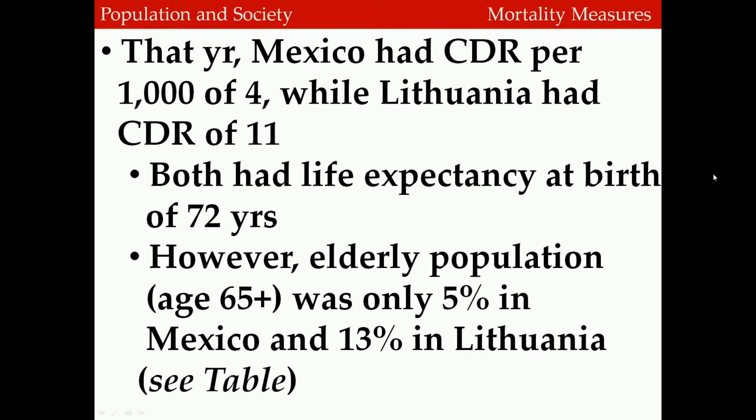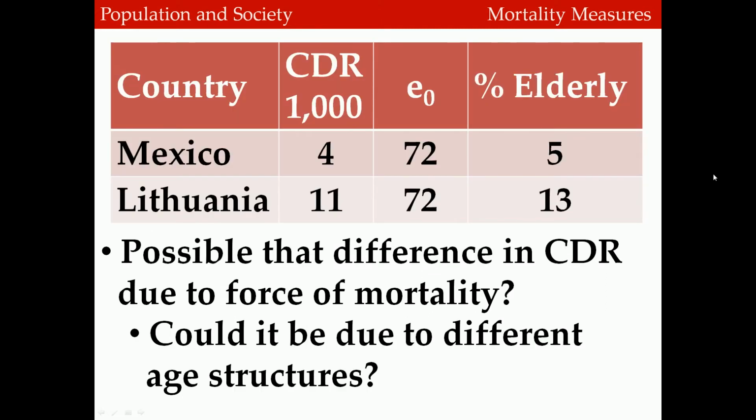However, there was a big difference in their age structures. The elderly population, that is anybody age 65 and over, only made up about 5% of the Mexican population, while it made up 13% of Lithuania's population. And so I'm just illustrating that by this table here. So you can see Mexico basically has a crude death rate that's smaller than Lithuania's, but it also has a much smaller proportion of elderly in the population, despite having the same life expectancy at birth, that E sub 0. So is it possible that the difference in mortality is due to something other than the force of mortality? Is it possible that it's due to the age structure?